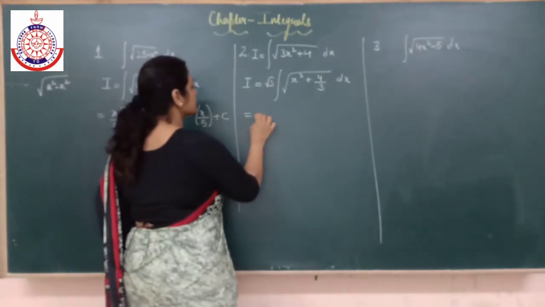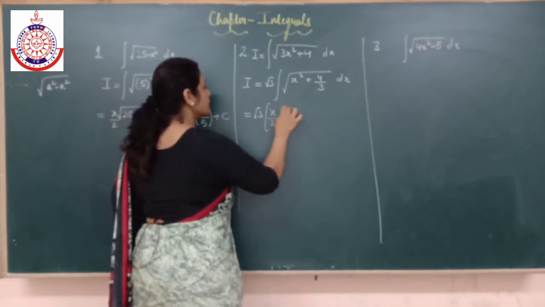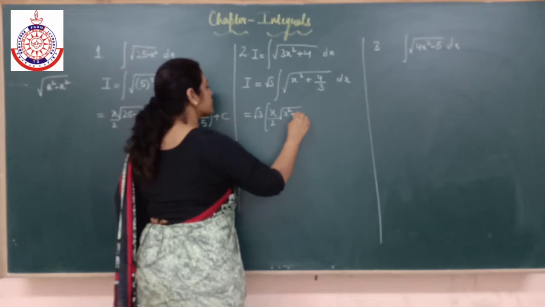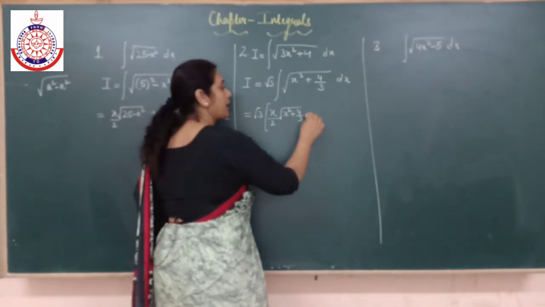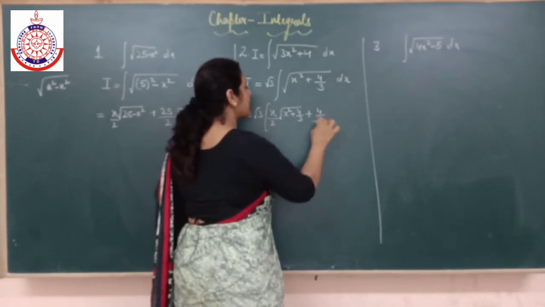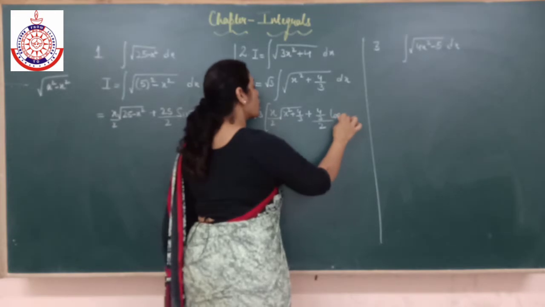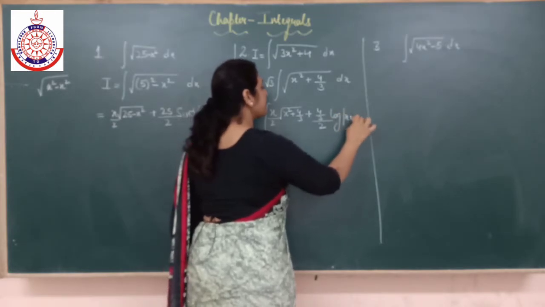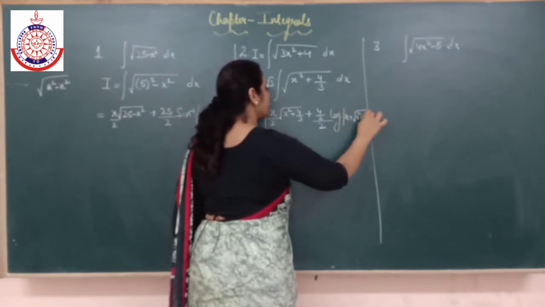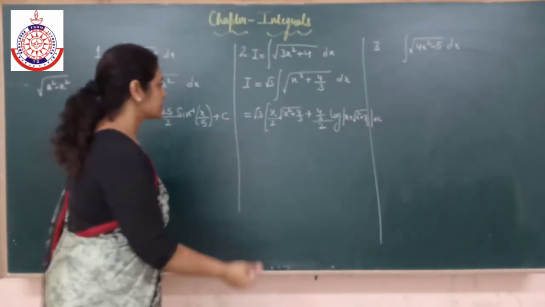So what is the integration? x by 2 into under root x square plus a square, plus a square by 2 log of x plus under root x square plus a square, plus c. Just simplify.